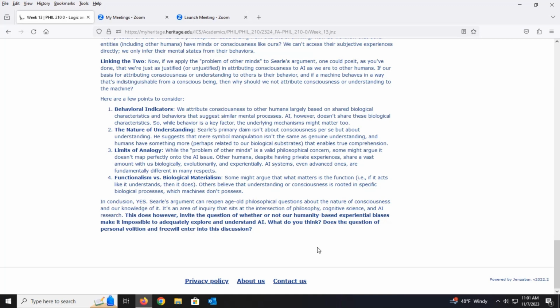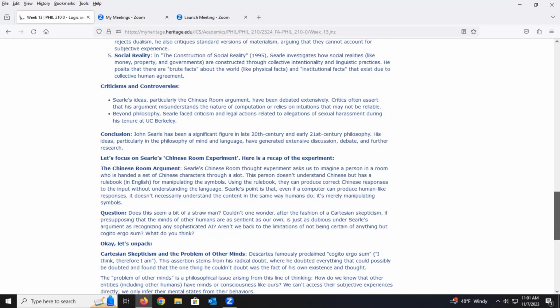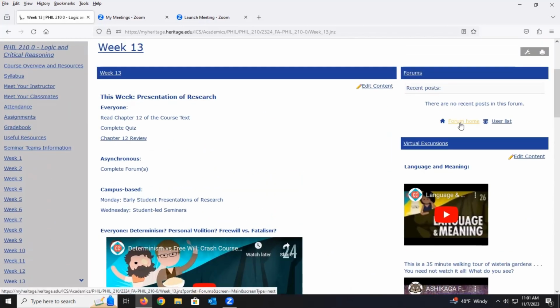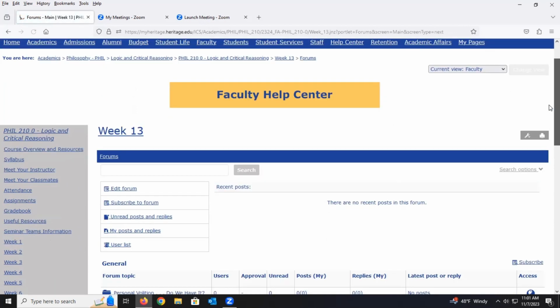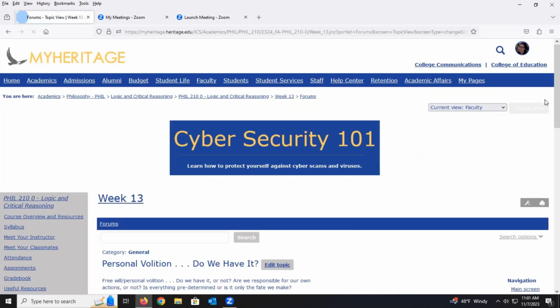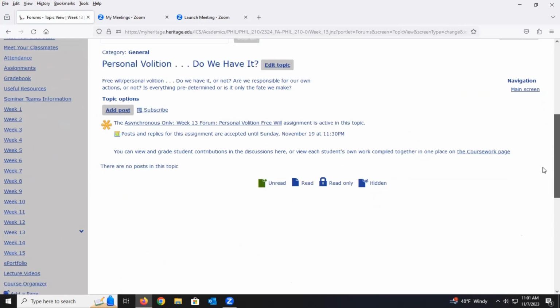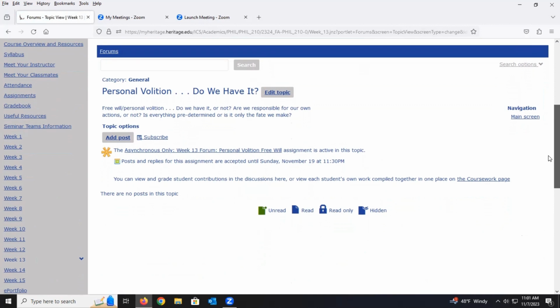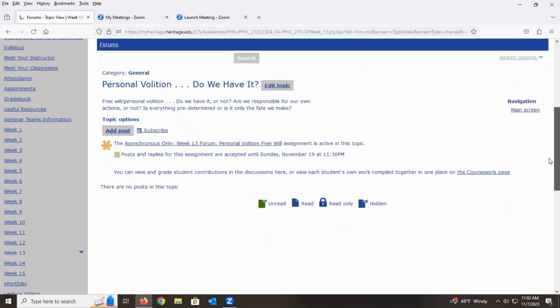And then in our campus group, we opened it up for a group discussion. And what does the question of personal volition and free will, how does that enter into this discussion? So for those of you who are asynchronous, you'll be talking about these questions in your forum, and your primary focus will be free will. Do we have it or not? Are we responsible for our own actions or not? Is everything predetermined, or is it only the fate we make?